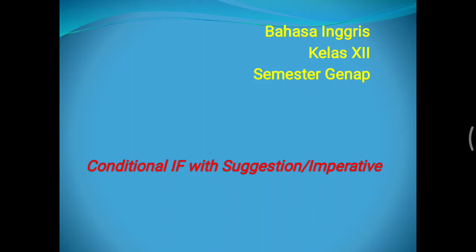It's now about conditional sentence with suggestions or imperative. Suggestions, saran, and imperative, like suruhan. So we are going to learn about how to make conditional sentence with suggestions or imperative. Okay, let's move on.